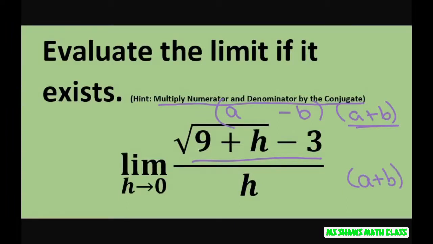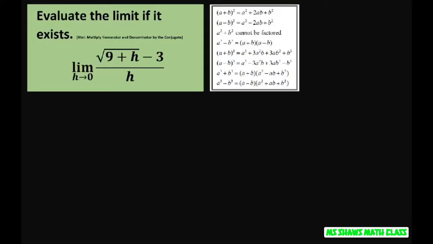That's going to help us because if you plug in 0 here, you're not going to get a limit. It's going to not exist when it really does. So we're just trying to rewrite the equation. This is the conjugate, and this is your difference of squares. We have it in this form where a equals the square root of 9 plus h and b equals 3.